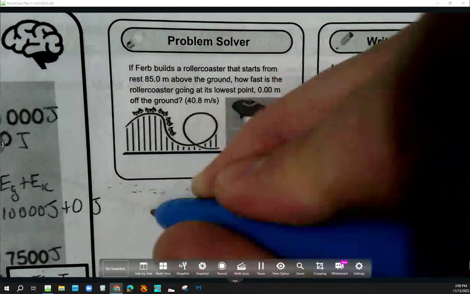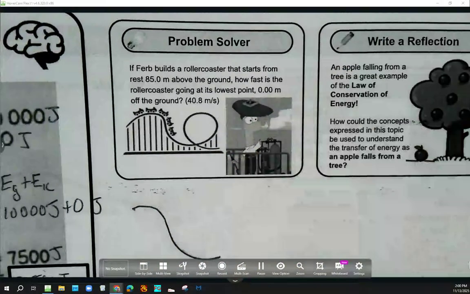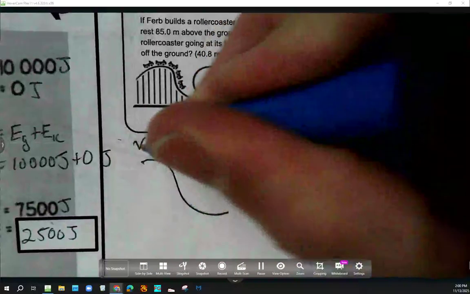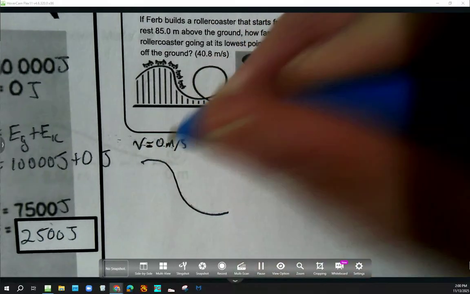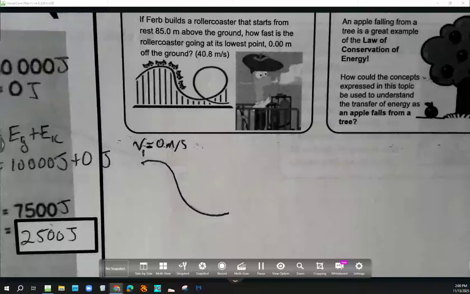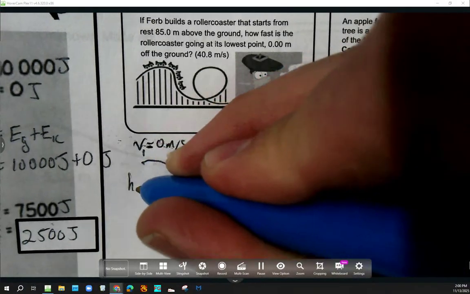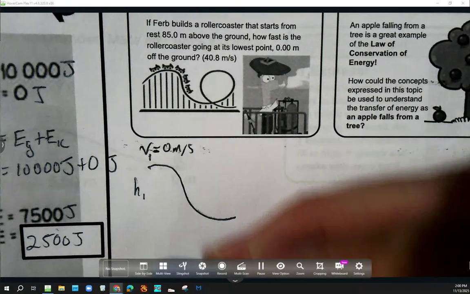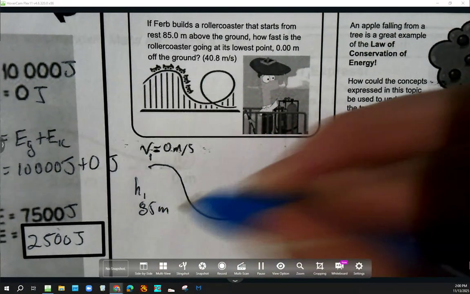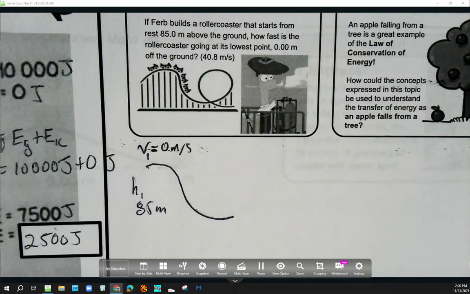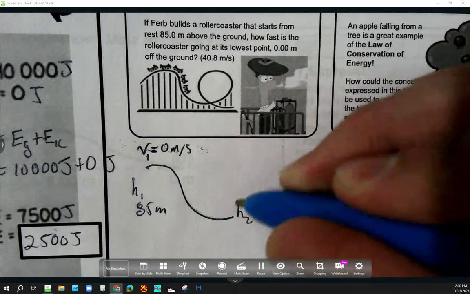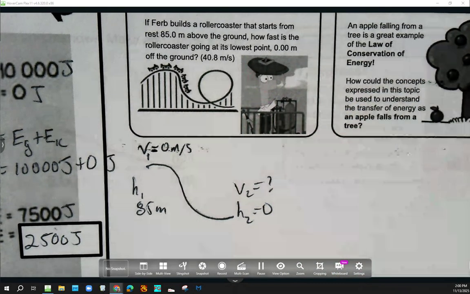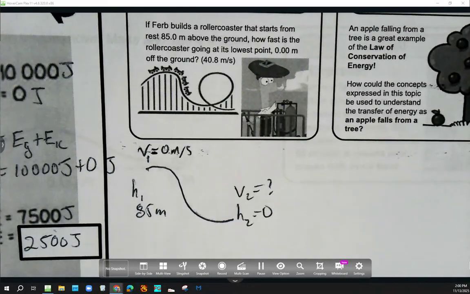So if we made the most basic design of roller coaster, we're saying that the speed is 0 at the top. Let's call this speed at position 1, and the height at position 1, according to the givens, is 85 meters above the ground. And by the time they get down to the bottom, the height would be 0, and the V2 would be, I don't know what. And so that's the question we're asking: how fast is this roller coaster going?